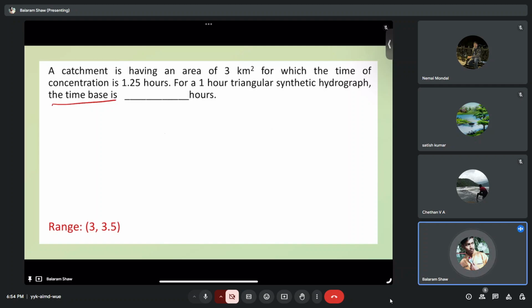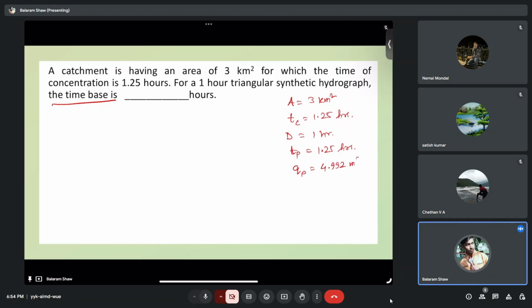So what all we have now? We have A equals to 3 kilometers square. We have time of concentration as 1.25 hours. We have duration is 1 hour. We have time to peak as 1.25 hours again. And we have QP as, let's say, 4.992 meter cube per second. Okay. So we just need to find out the time base, right?